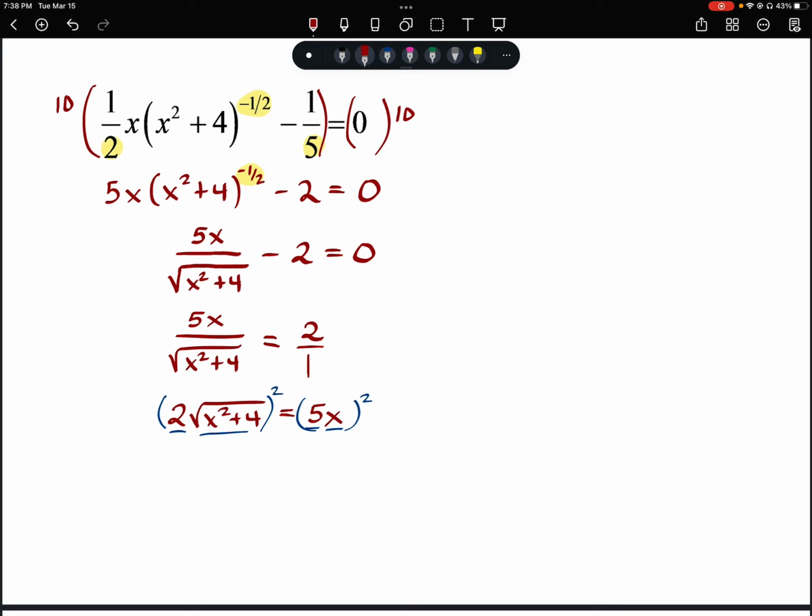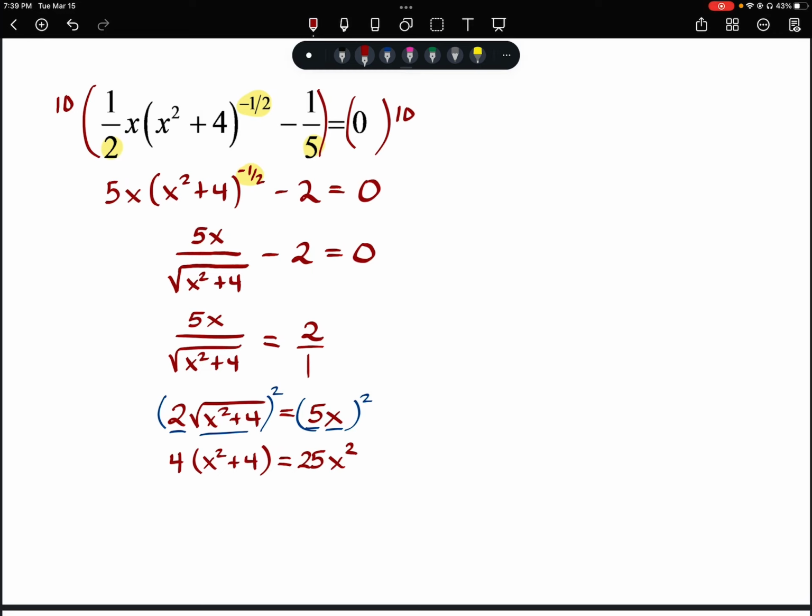So we'd have 2 squared, which is 4. And then the square root of x squared plus 4 squared will cancel out our radical and give us 4 times x squared plus 4. There's no need to square the x squared and the 4 because they had the square root originally. On the other side, remember, we're going to square 5. We have 25. And then we'll have an x squared.